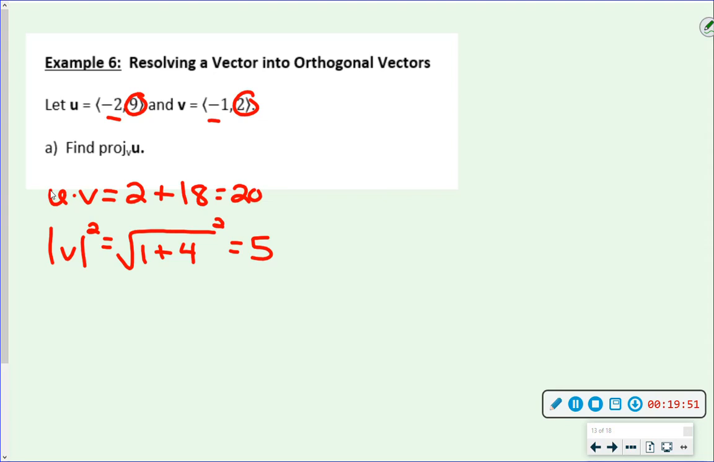So let's write it out pretty here. So we got 20 over 5 times vector v. I'm going to make that a 4. So that is like a scalar. So the only real difference is this time we're putting our answer in a vector style answer. So I'm going to run 4 through v, so negative 4, 8.